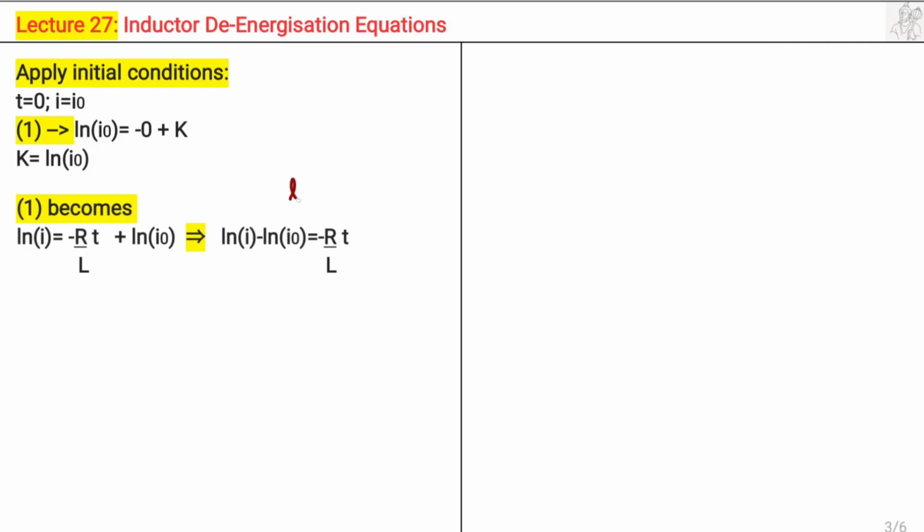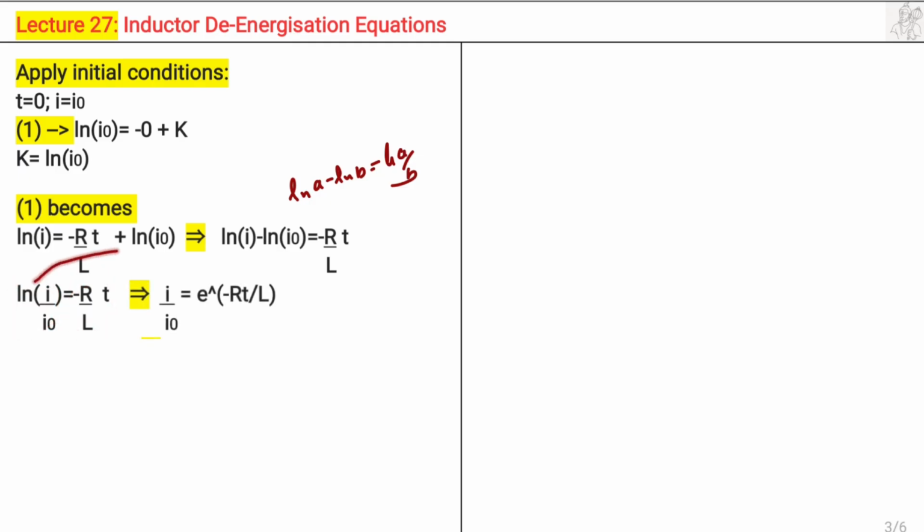So we will use the relation that log of A minus log of B is equal to log of A by B. Using this, we get log of I by I naught is equal to minus R by L t. Now the log is removed by introduction of the exponential. So I by I naught becomes equal to e raised to the power minus Rt by L. So from here, I is simply equal to I naught e raised to the power minus Rt by L. And since I is a function of time, it can be written as I of t is equal to I naught e raised to the power minus Rt by L.